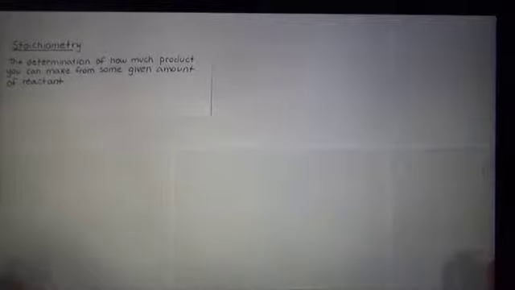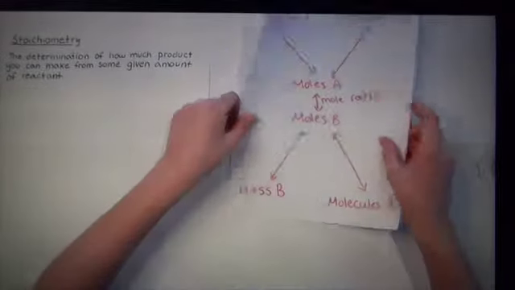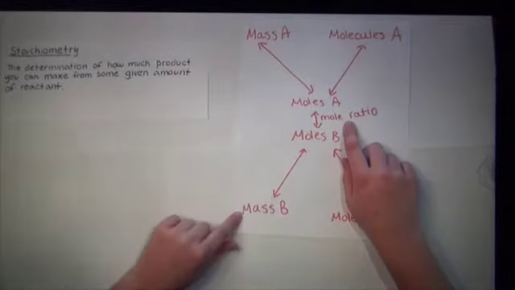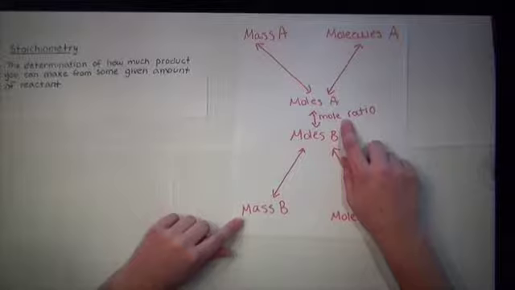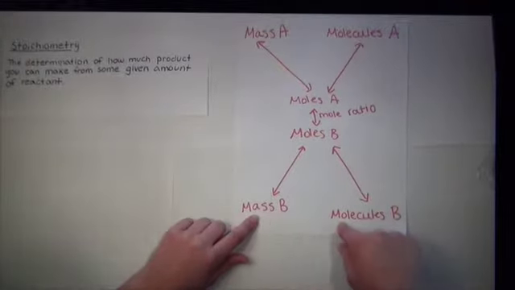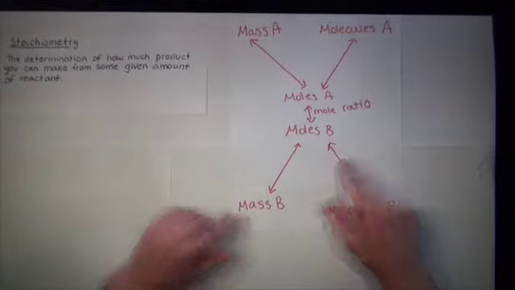Okay, today we're going to learn about stoichiometry. Stoichiometry is the determination of how much product you can make from some given amount of reactant. So here is a helpful little flow chart. Using the mole ratio, you're able to find the mass, molecules, or moles of a reactant or product.